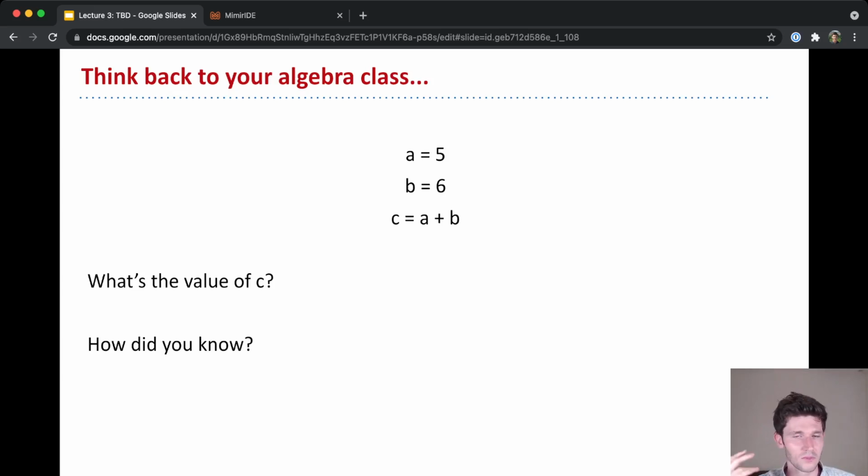So how did you know what to do? Well, you're already just intrinsically familiar with the idea of a variable and how A actually represents the value 5, and B actually represents the value 6. And so when you see some statement like C equals A plus B, you know that that actually means not the letter A plus the letter B, it means the variable A, which has a value of 5, and the variable B, which has a value of 6. And so you replace A with 5, B with 6, you add them together, and now C is a new variable that has the value 11.